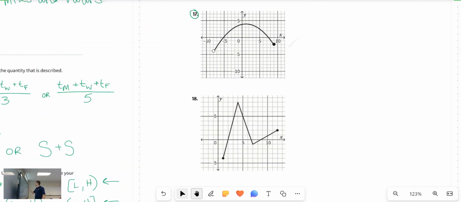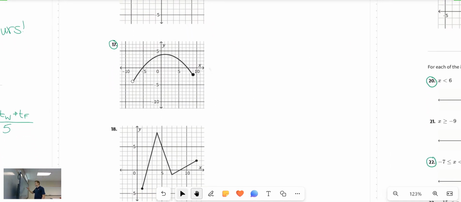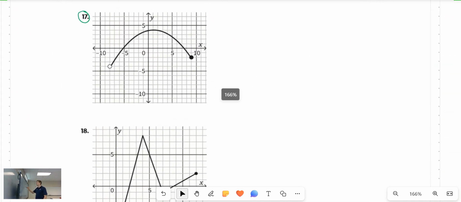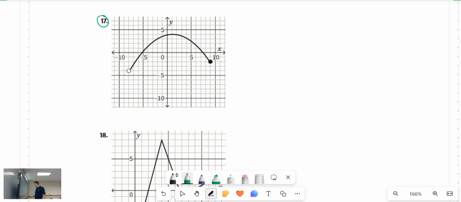So let's go look for domain and range. We are only doing 17 here. All right, let's see, 17. All right, let's do domain first. We'll do domain in green.